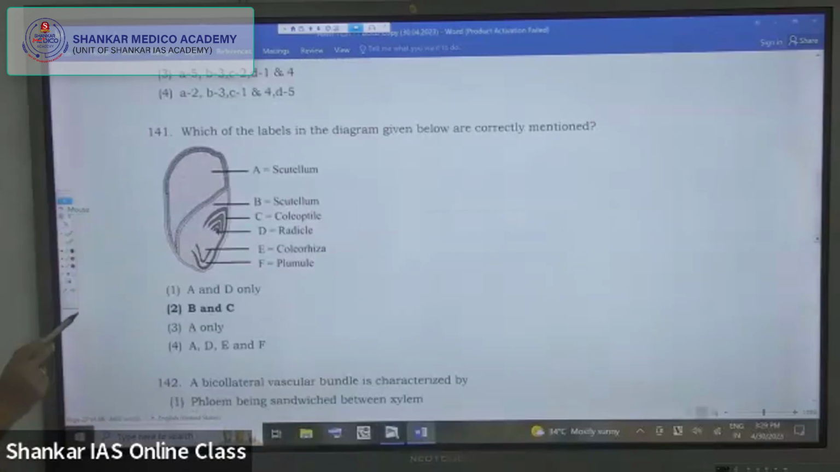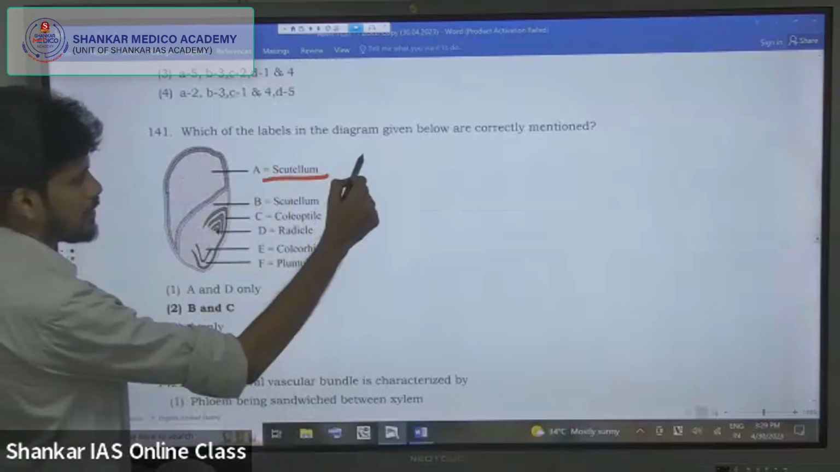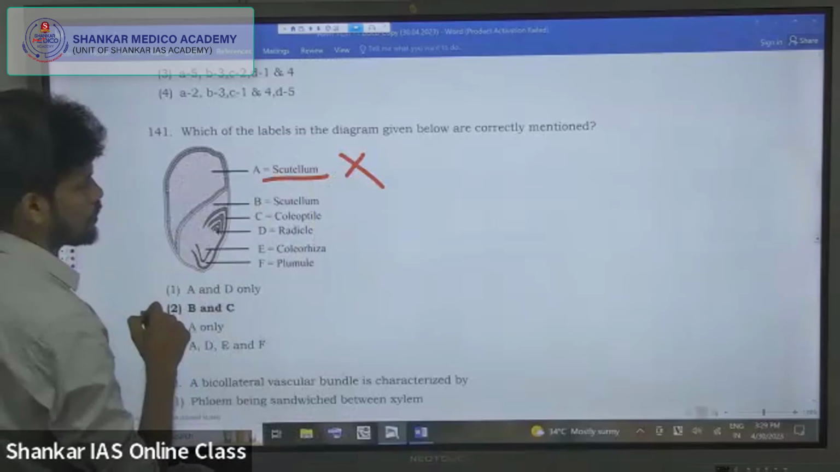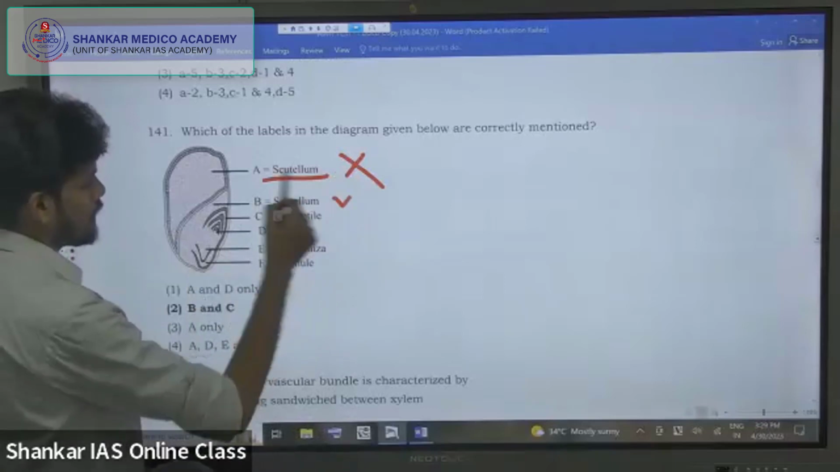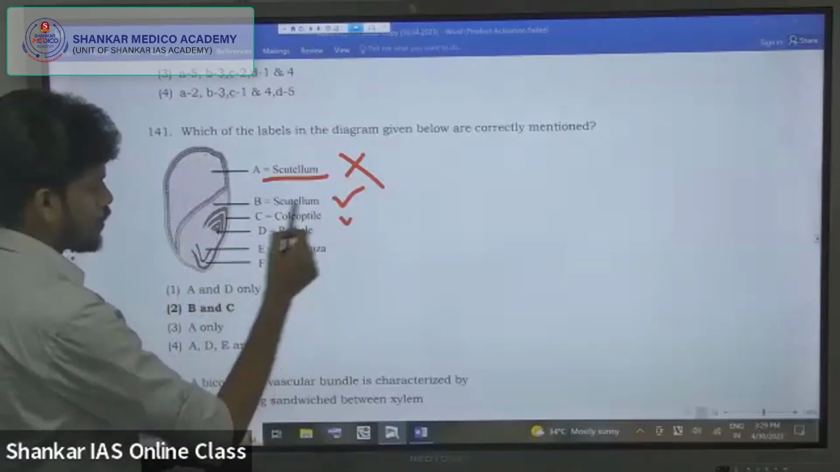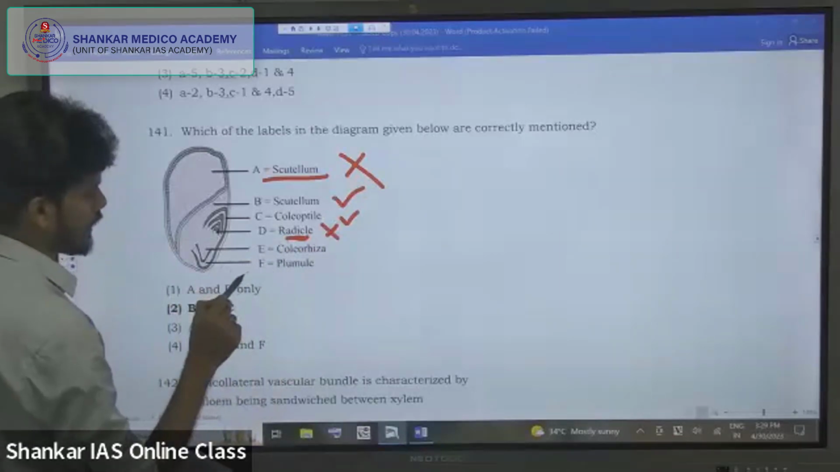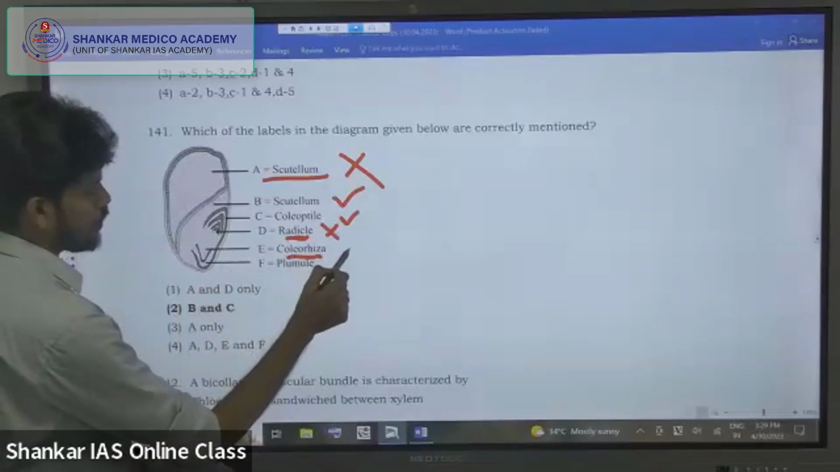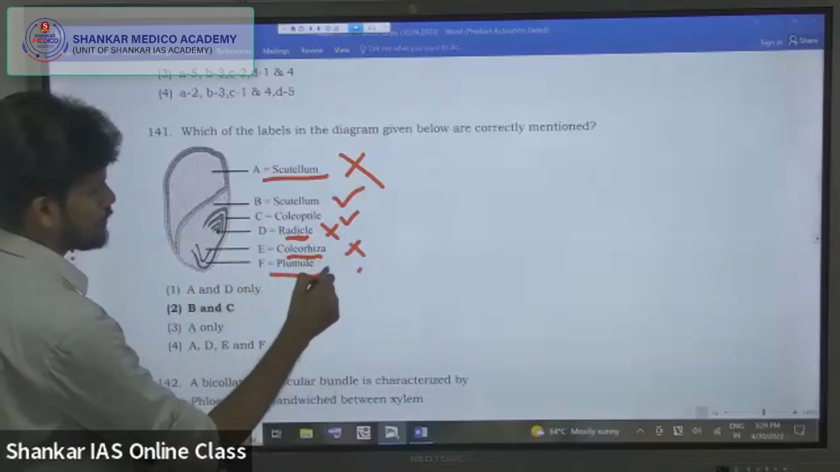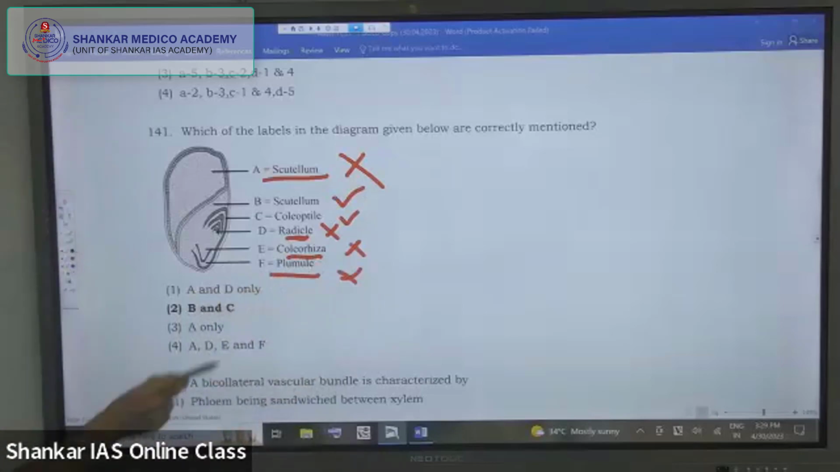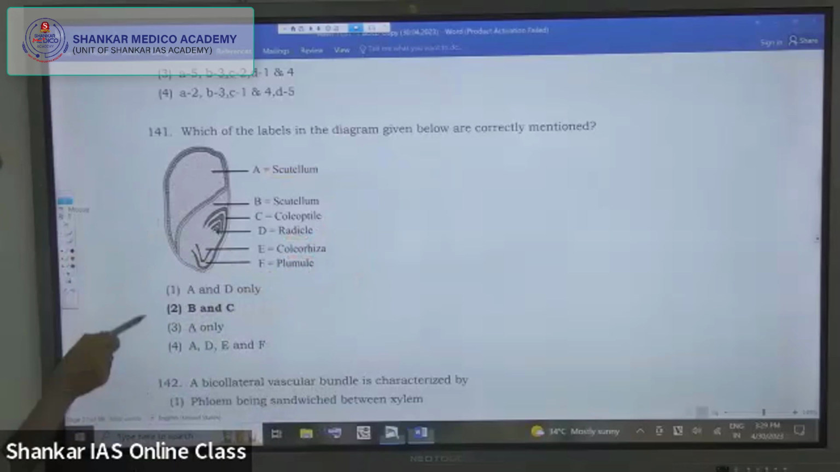Then which of the following diagrams are correctly mentioned? So A will be the scutellum. Whether it is correct or wrong? Wrong. So it will be endosperm. So this will be correct. And C will be the coleoptile. And here it will be the plumule. They have given us the radicle. This is they have given us the coleorhiza. This is also wrong. Here they have given us the plumule. That is also wrong. So B and C will be the correct statement.